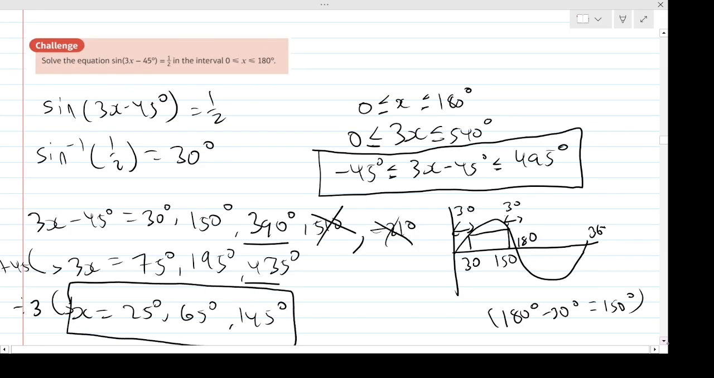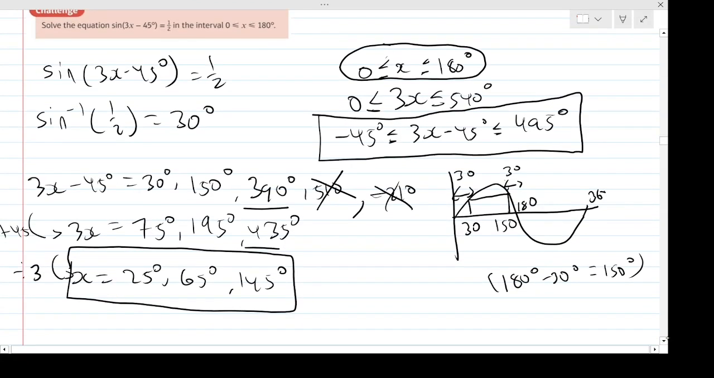Then there we are. Okay, and again, to check your answer, that makes sense because our original interval for x was between 0 and 180, and indeed all my three solutions here are in that range. Okay, so cool, that's it then. And there we are.